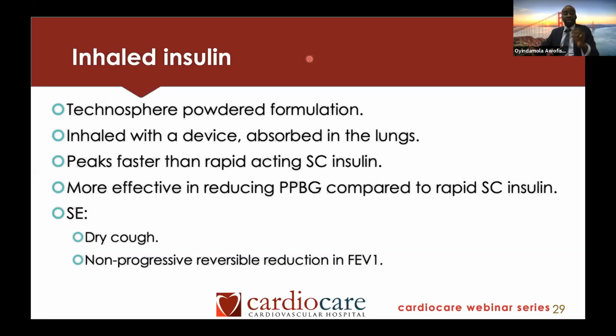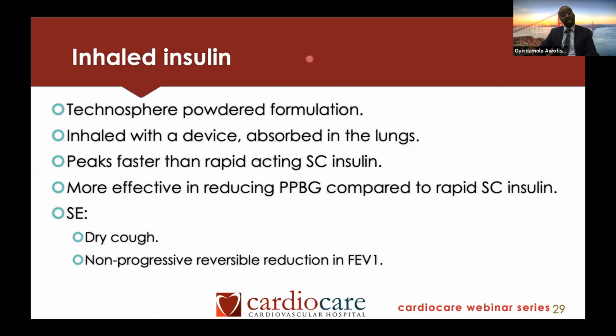So inhaled insulin is delivered as technosphere, the powder-like technospheres, and it's inhaled with a device that is almost like an inhaler, or not quite an inhaler, and it's absorbed in the lungs, that's in the lower respiratory system. And not surprisingly, it actually peaks quite faster than even the rapid-acting subcutaneous insulin, and is very effective in lowering the postprandial blood glucose compared to the rapid-acting subcutaneous insulin.